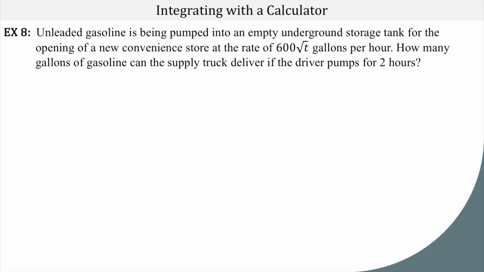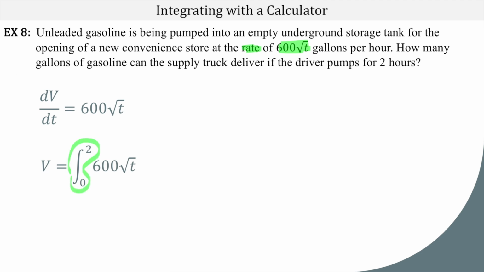Let's talk about how to integrate with your calculator. Unleaded gasoline is being pumped into an empty underground storage tank for the opening of a new convenience store at the rate of 600 root t gallons per hour. How many gallons of gasoline can the supply truck deliver if it pumps for 2 hours? So again, we have a rate of 600 square root t. If I want the total number of gallons pumped during that 2 hours, I need to integrate that from 0 hours to 2 hours.